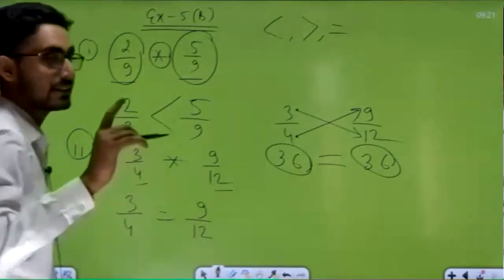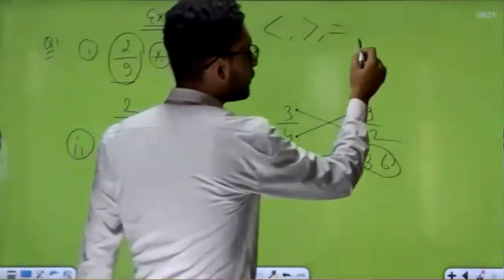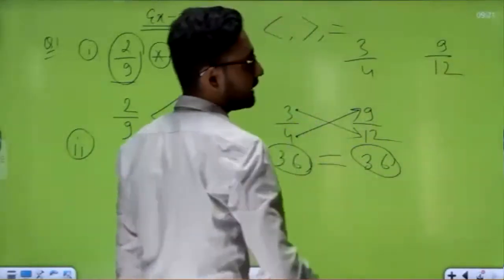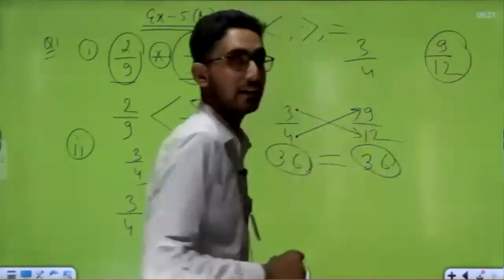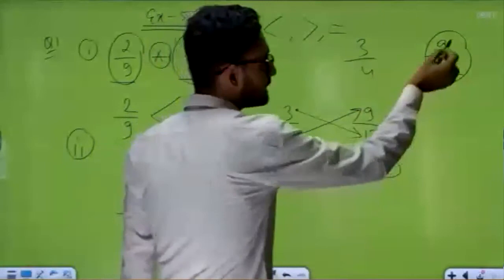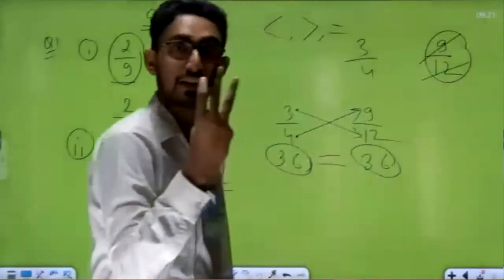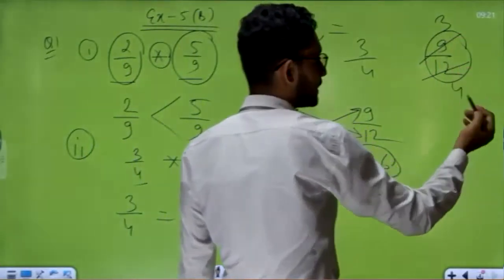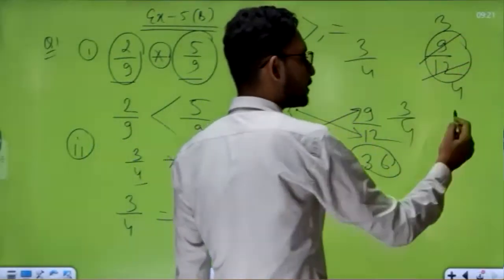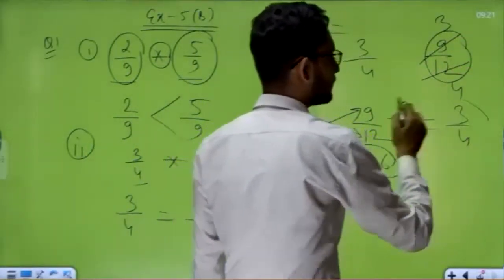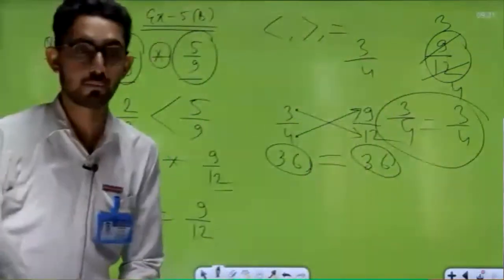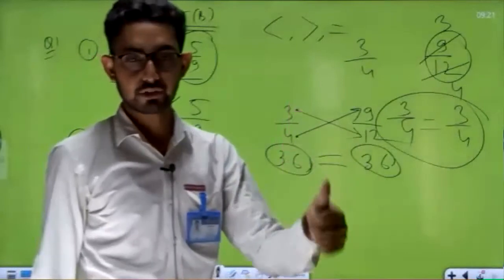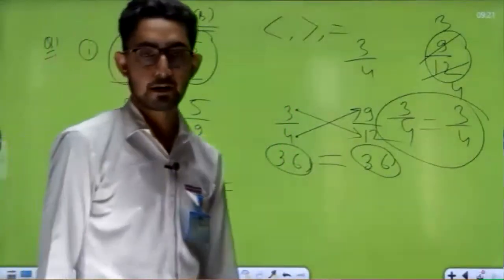Another method: 3 upon 4 is there and here 9 upon 12 is there. Actually, if you convert into simplest form, then 9 and 12 are cancelled out by 3. Yes, 3 threes are 9 and 3 fours are 12. Now see, 3 upon 4 here also, 3 upon 4 here also. That's why we can say they are the same. Yes or no? That is your very simple question. Understood, all of you? Very simple question. Okay, now we'll move to the next question.